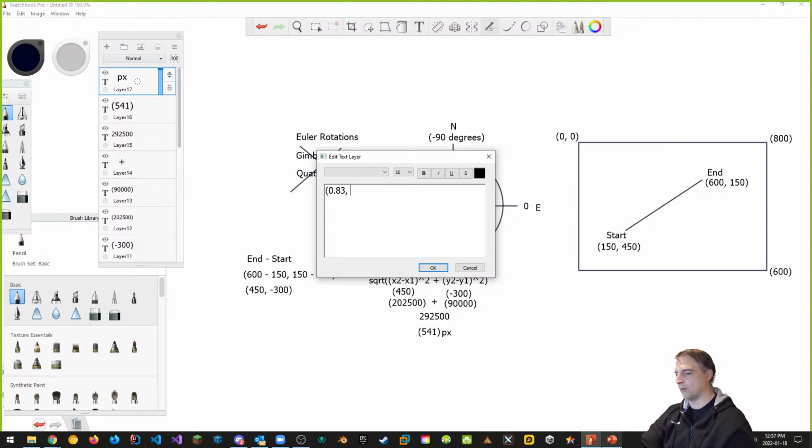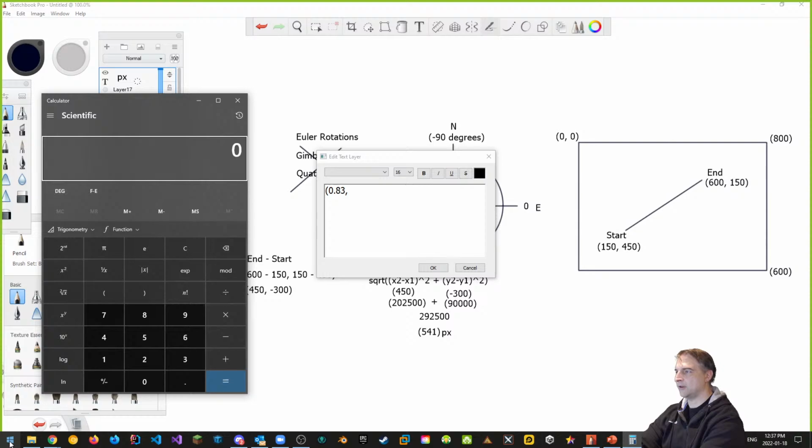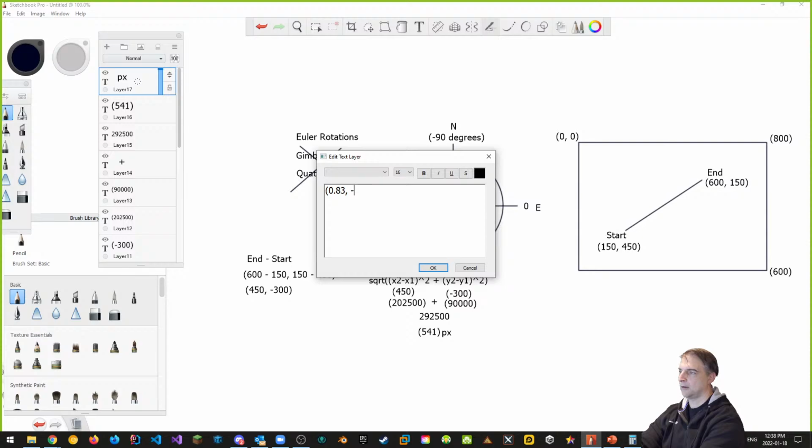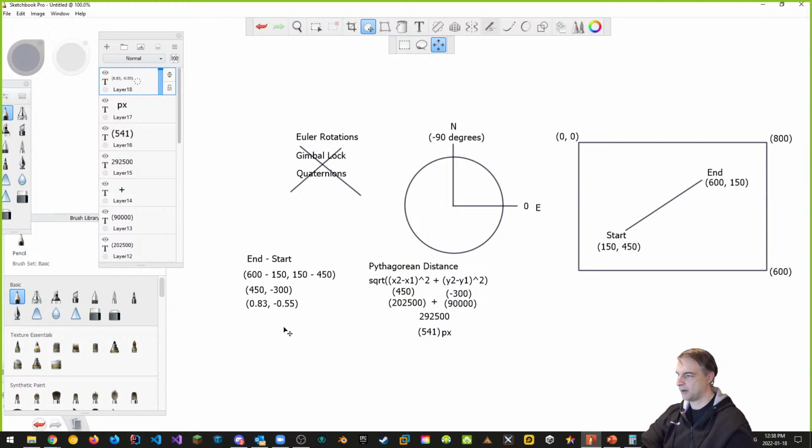So again, where's that calc? Minus 300, so 300, and we want to flip the sign. Where's memory? Oh, there it is. Divided by 541. And it comes up with negative 0.5545, which is, let's say, negative 0.55. That, my friends, is the unit vector, with a total size of 1. Okay, so that's the unit vector.